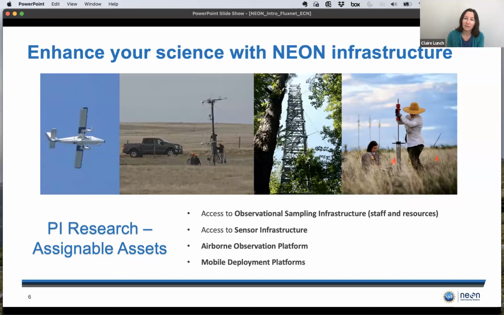So that's basically when you start thinking about writing a proposal is when you should reach out to NEON to talk about this, because you need to have all of that worked out before the proposal is funded. But we encourage that. Reach out, talk to us about this. There are lots of exciting opportunities here.